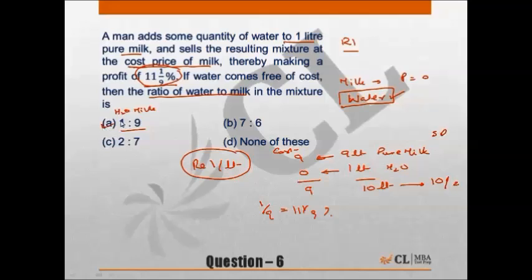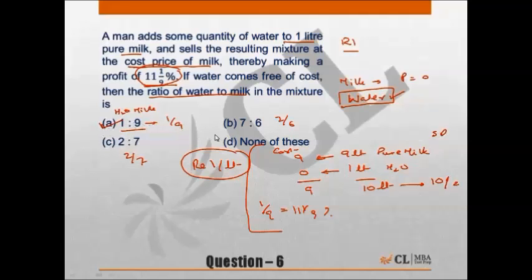So rather than doing all these things, you could have straight away said, check the choices. Profit percentage in this case is 1 by 9, in this case is 7 by 6, in this case is 2 by 7. 11 by 9 tallies with choice A, hence that has to be the answer.